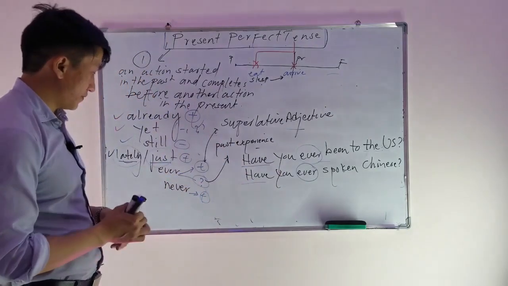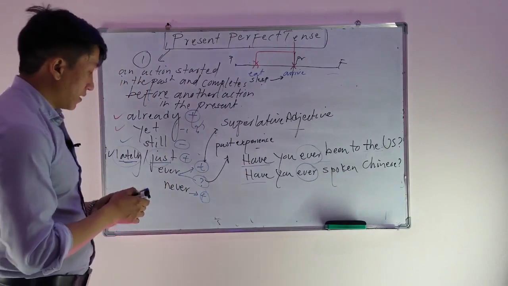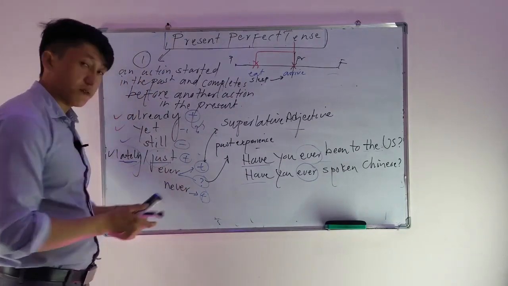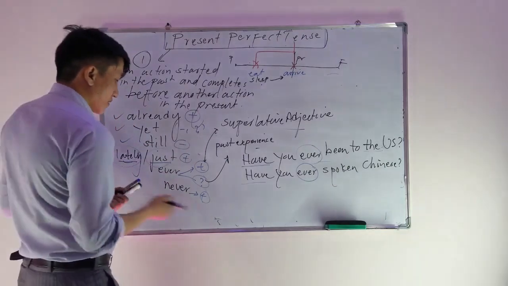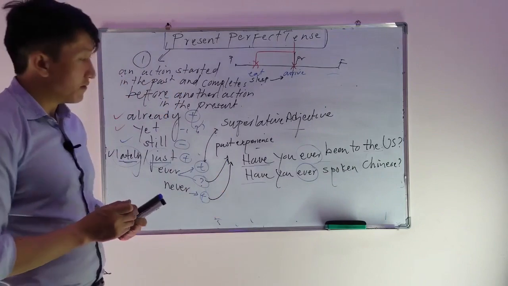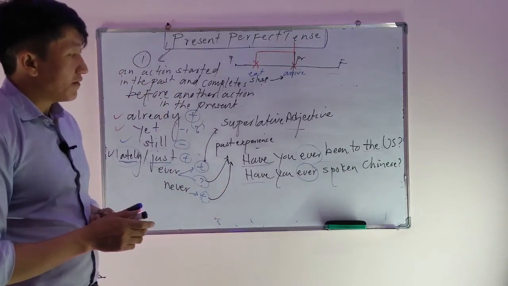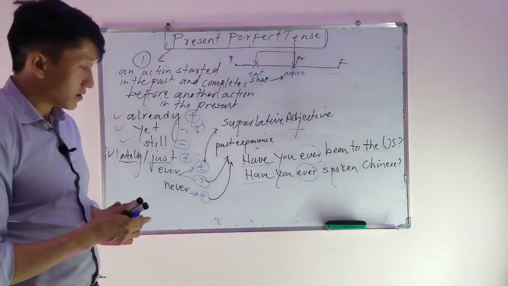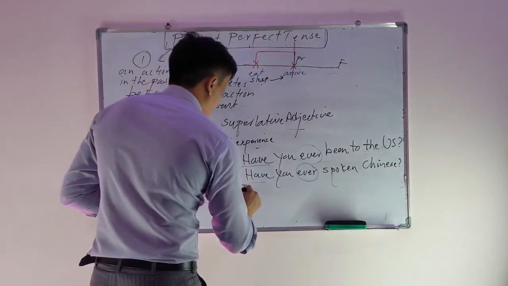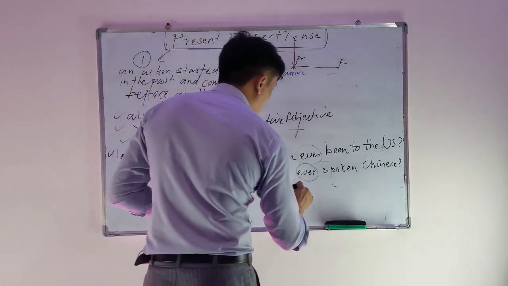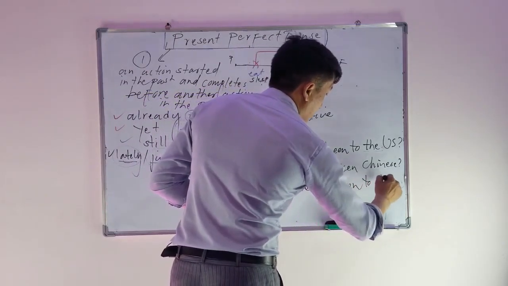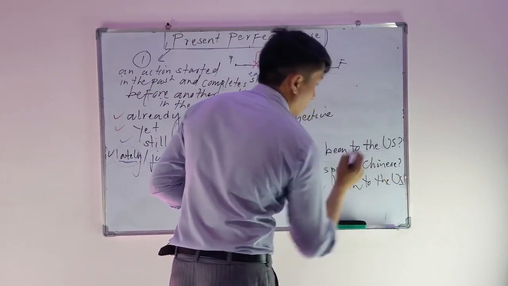Now, this is very important. The last one here, we use never. Never is mostly used with the present perfect. When we have a positive sentence, it also talks about past experience. If I want to answer the question, have you ever been to the US? What do we say? I can say, I have never been to the US.